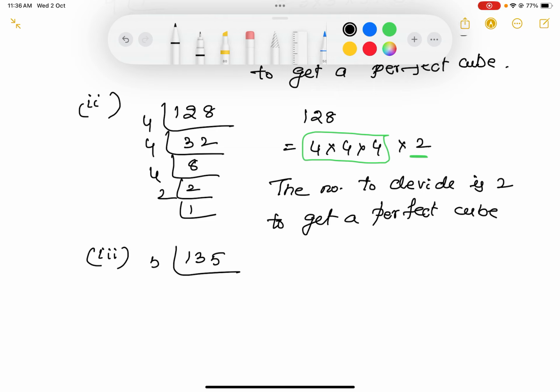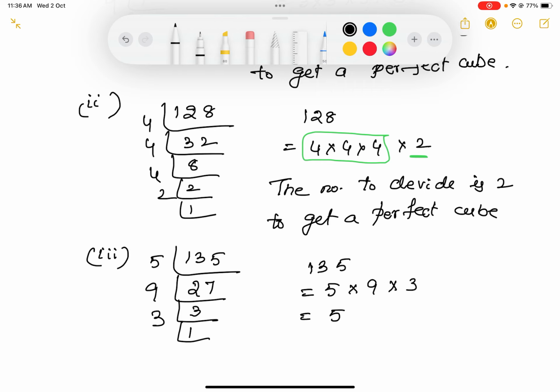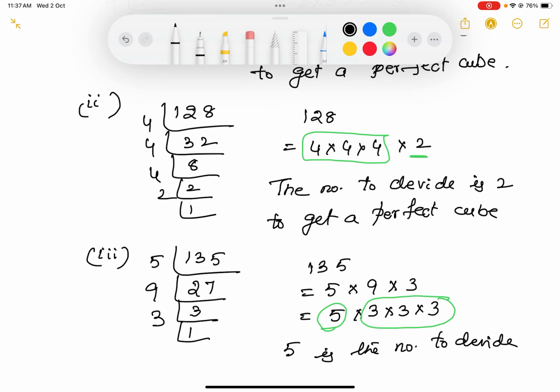135. So again its units place is 5. So it is divisible by 5. So 5 2s are 10, 5 7s are 35, 9 3s are 27, 3 1s are 3. So now you can write 135 as 5 into 9 into 3. So it is 5. 9 can be written as 3 into 3 into 3. So therefore, how many 3s are there now? 3 3s are over. The extra is what? 5. So the number to divide is 5. Okay. 5 is the number to divide to get a perfect cube.